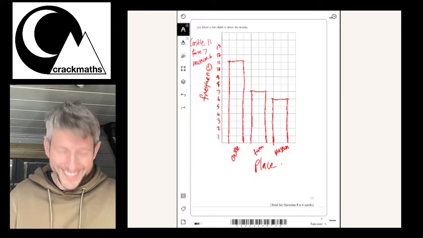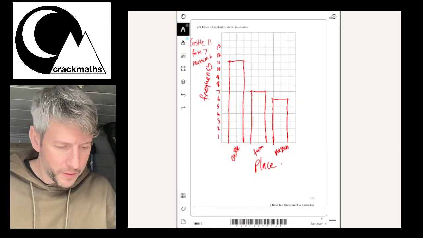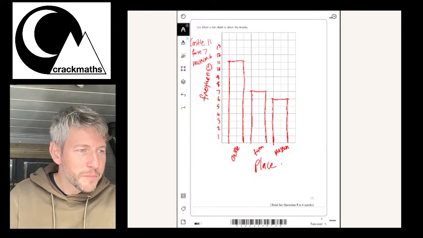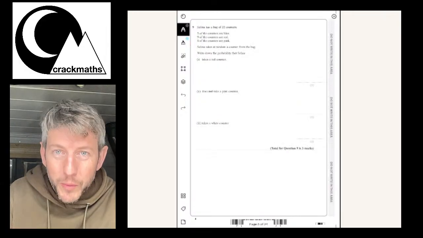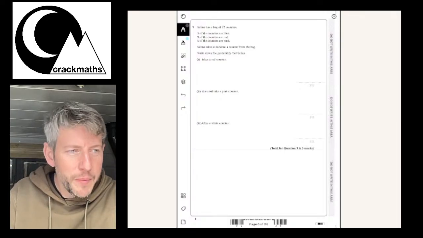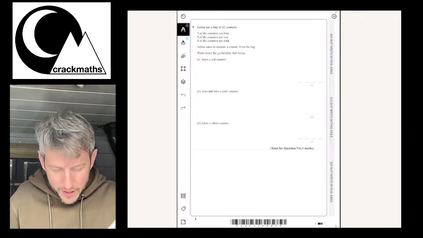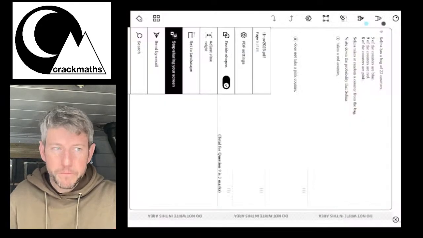Thanks, Austin. Okay, right. So, there we go. We've done that. That is our bar chart done. Right, question 9. Here we go. I'm going to rotate back now so it's a bit larger.